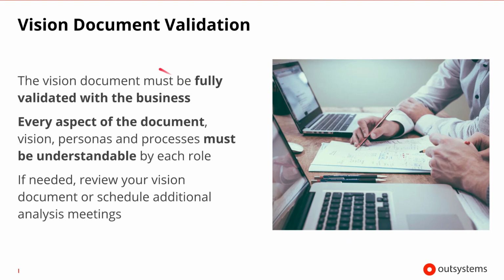Finally, once the business vision document is done, it needs to be fully validated with the business. Each aspect of the document, from the vision to the personas to the processes, should be understandable by each role of the business. If needed, review the vision document and schedule additional analysis meetings and updates to make sure that everything is fully understandable.